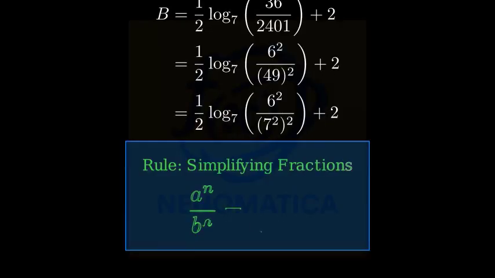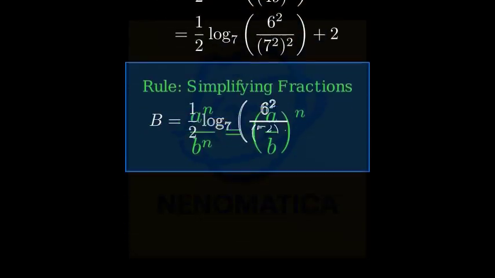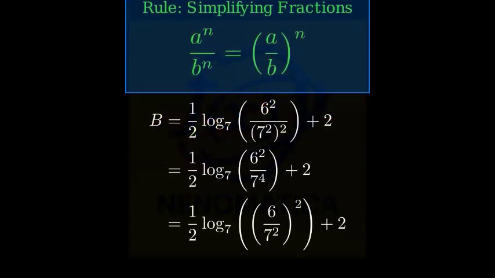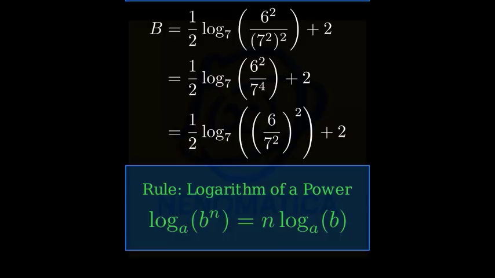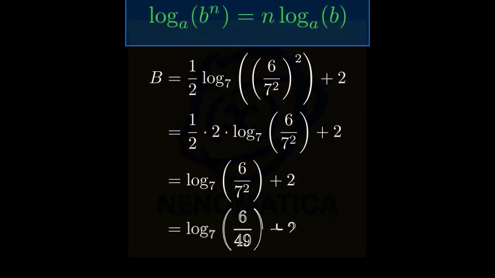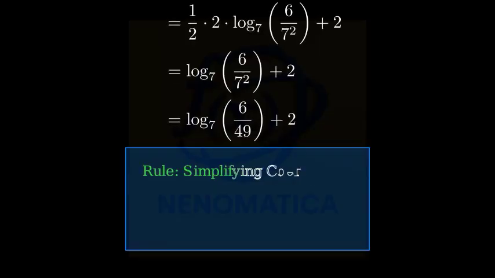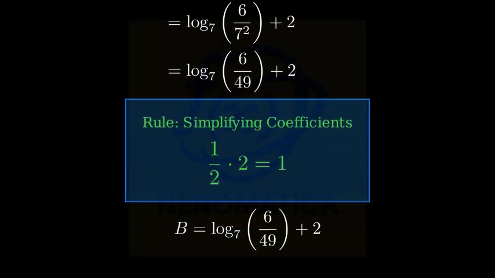Using the power property of fractions, we can rewrite this as 1/2 times the logarithm base 7 of 6 squared over 49 squared, plus 2. Continuing with our simplification, we can rewrite this as 1/2 times the logarithm base 7 of (6 over 49) squared, plus 2. Now we can use the property that log base a of b to the power of n equals n times log base a of b. This gives us 1/2 times 2 times the logarithm base 7 of 6 over 49, plus 2. Let's simplify the coefficient. 1/2 times 2 equals 1, so we have the logarithm base 7 of 6 over 49 plus 2.